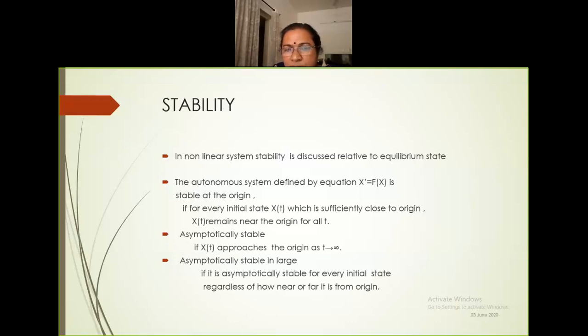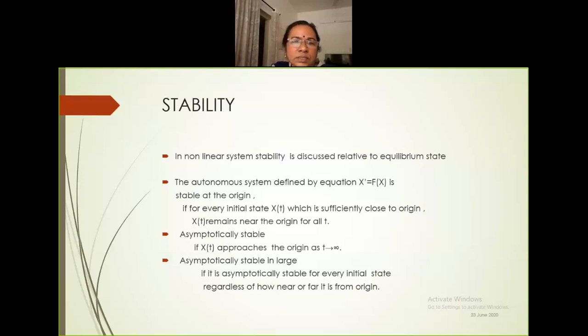The previous one, it is asymptotically stable. Then asymptotically stable in large if it is asymptotically stable for every initial state, regardless of how near or far it is from origin. So when can we say it is asymptotically stable in large? You just take the initial condition, irrespective of how far it is away from origin or if it is near the origin, but it has to be stable for every initial state. Then you can say that it is asymptotically stable in large.